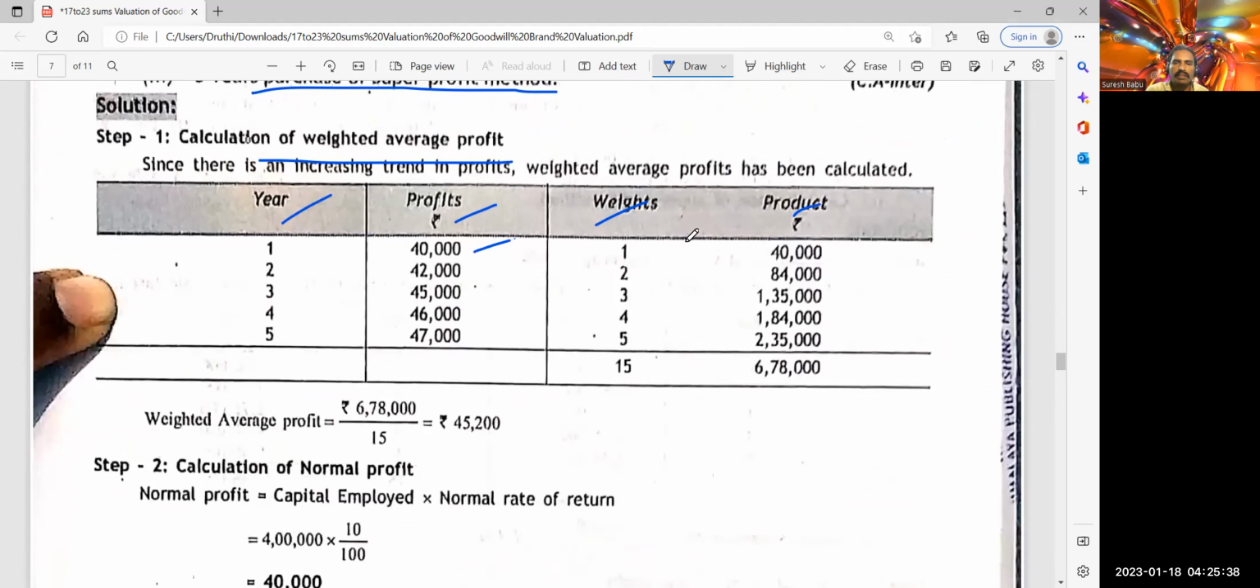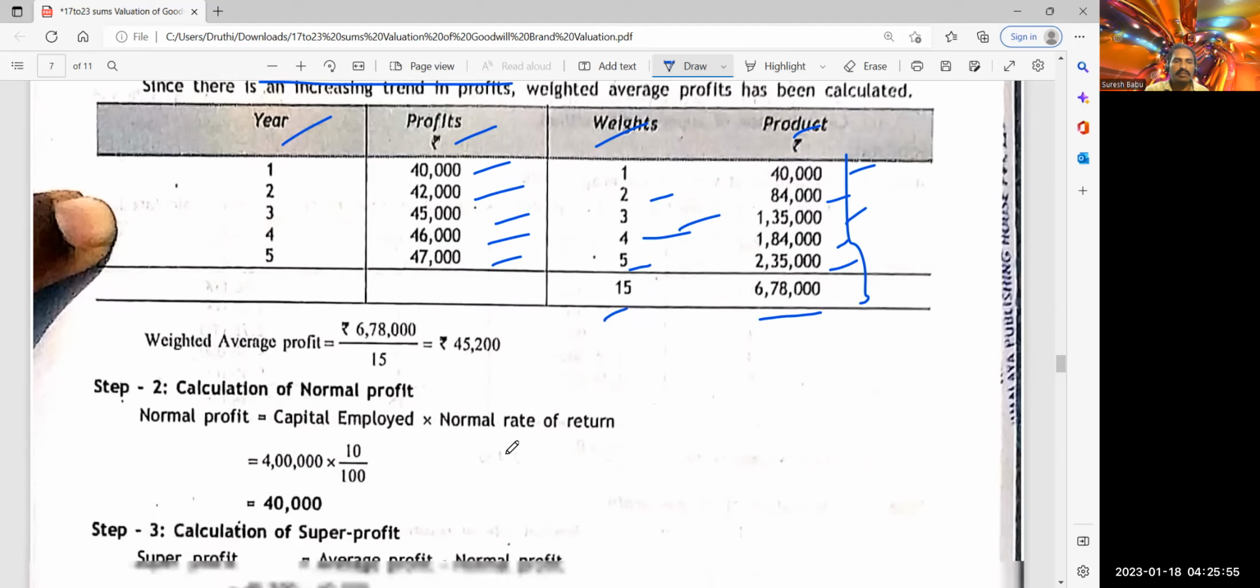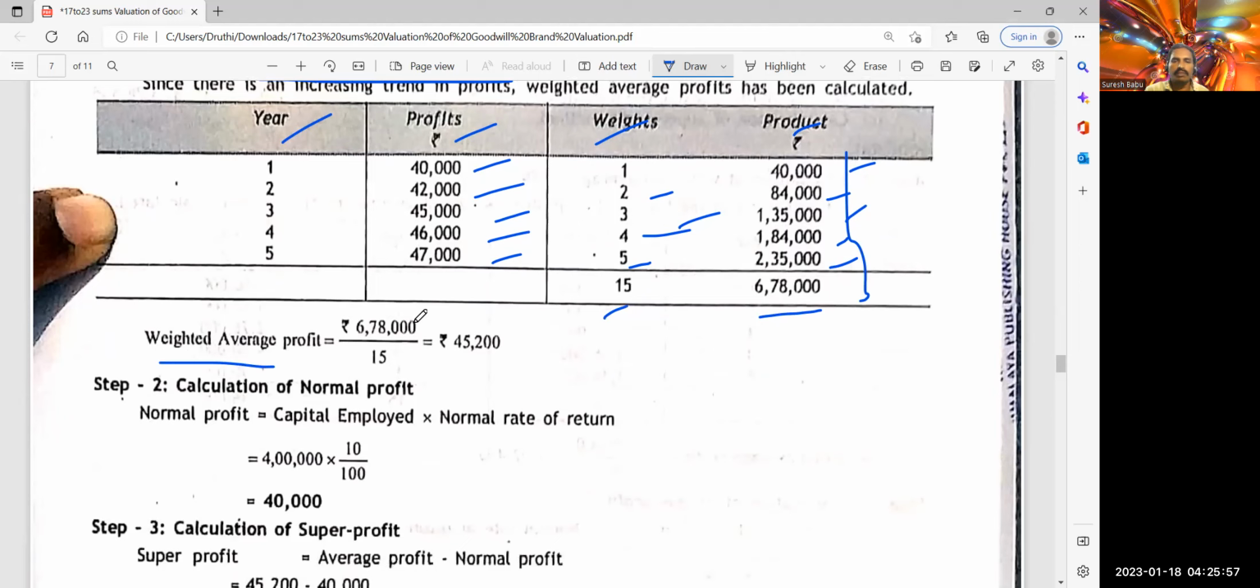So first year 40,000 into 1, 40,000. 42,000 into 2, 84,000. 45,000 into 3, 1,35,000. 46,000 into 4, 1,84,000. 47,000 into 5, 2,35,000. Total product 6,78,000. Total weights 15. Now weighted average profit is equal to 6,78,000 divided by 15, 45,200.